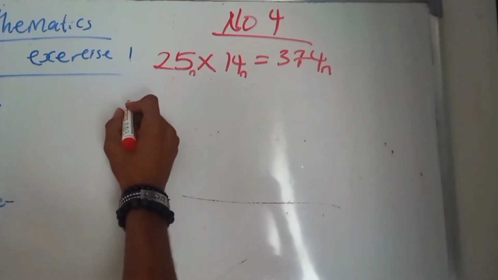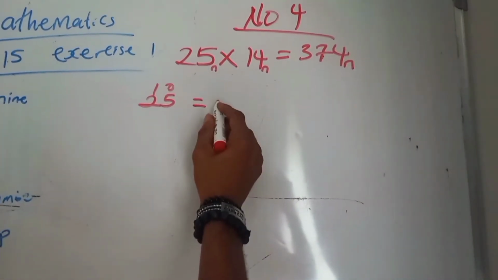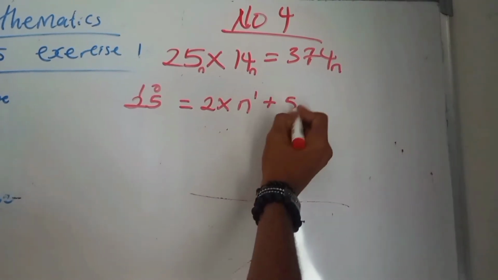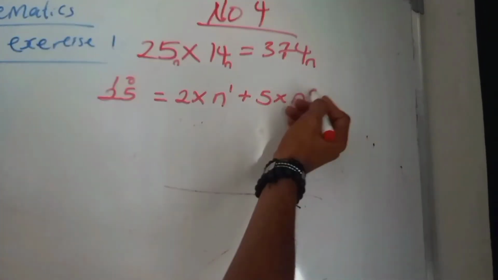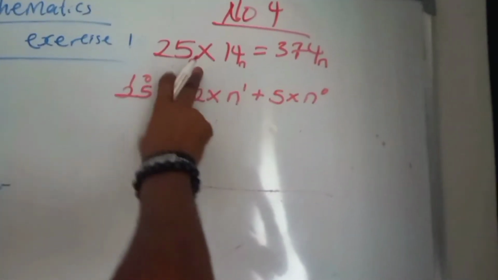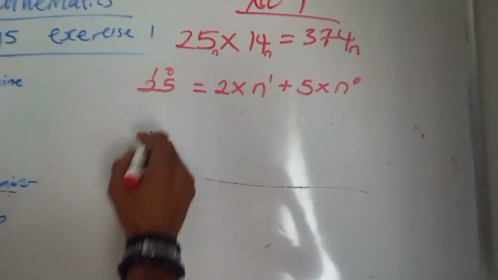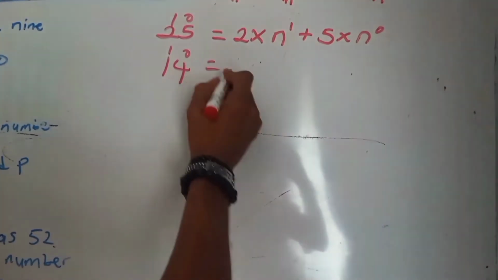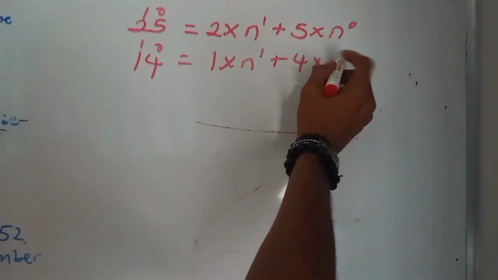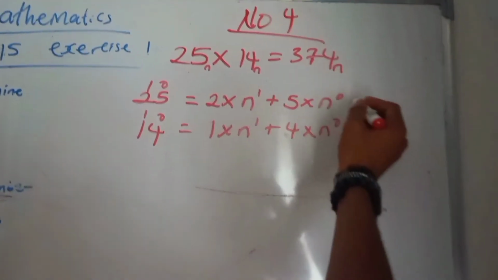You name it now. Normally you name it 0, 1. So 25 equals 2 times n to the power 1 plus 5 times n to the power 0. Mind you, this number base is unknown. That is why you are using a letter to represent it, because the base could be base 8, base 2, base 7. We don't know. 14 also, name it 0, 1, equals 1 times n to the power 1 plus 4 times n to the power 0.